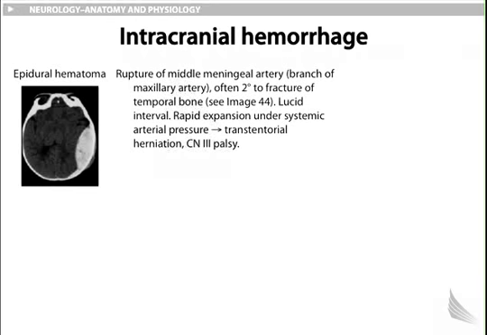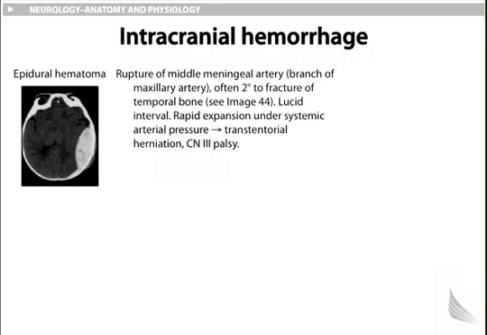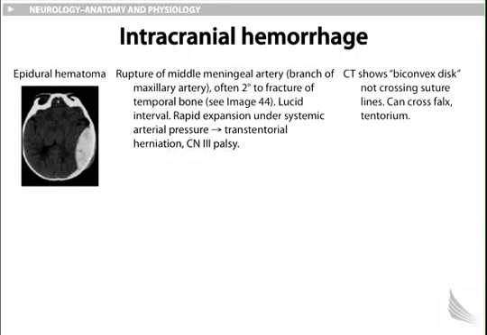These patients may have a lucid interval when they are alert after a head injury, but as the hematoma expands under arterial pressure, they can manifest with severe neurological deficits several hours later. These types of intracranial hemorrhage can lead to transtentorial herniation, causing things like cranial nerve 3 palsy. The CT shows a classic white biconvex disc that does not cross the suture lines of the skull, but can cross the falx and the tentorium.